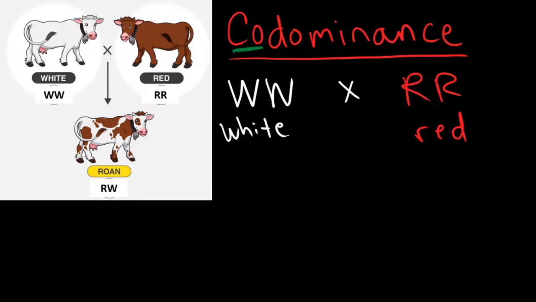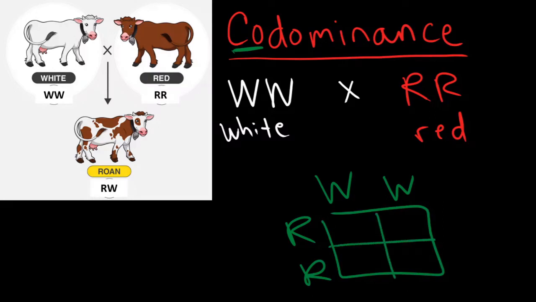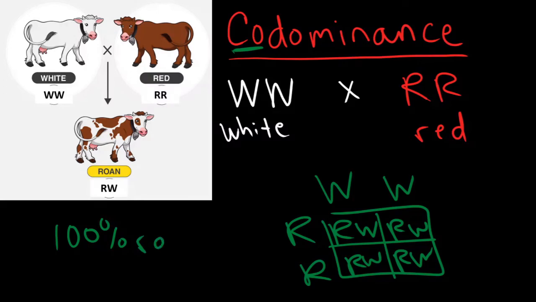So when we do this cross, here's what we end up with. All of these cows in this particular cross will have what is known as a roan coat, where they actually get red hairs and they get the white hairs. So both traits are very clearly expressed. They are codominant. There's no incomplete anything. It's codominant. They're both there.